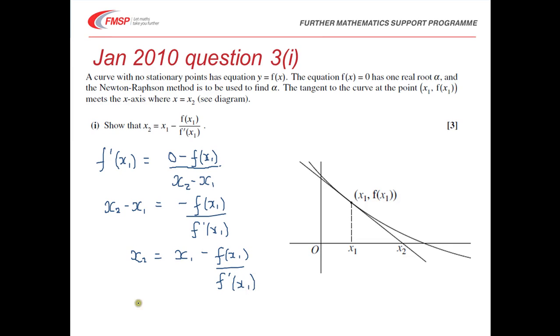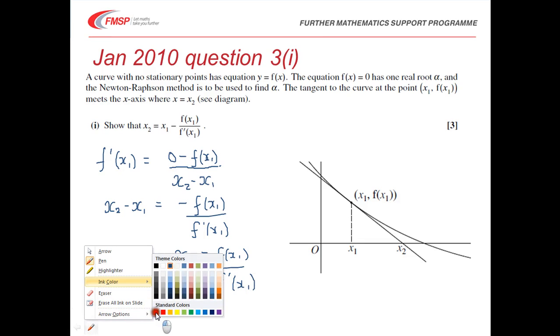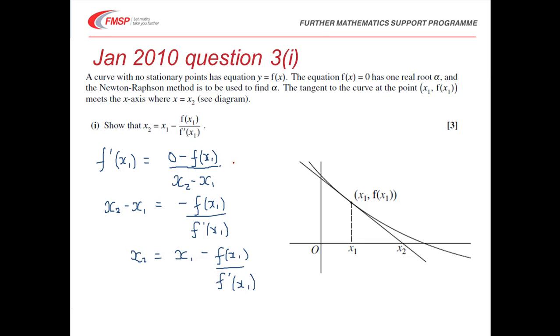There were 3 marks for that question, and if we have a quick look at how the marks are awarded, you got 1 method mark for getting an expression for your gradient, and a mark for putting that equal to f dash of x1, and then you got an accuracy mark just for rearranging it in the right form.